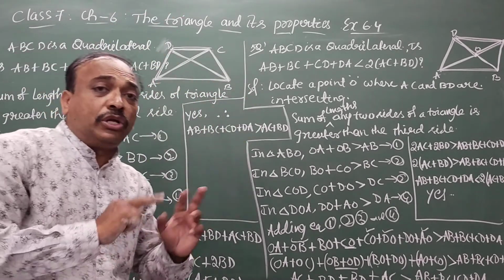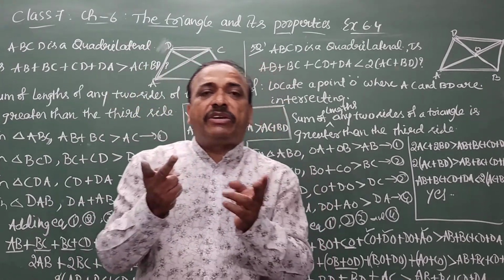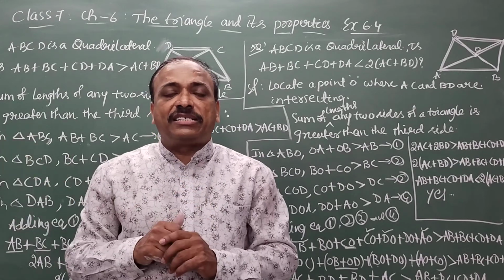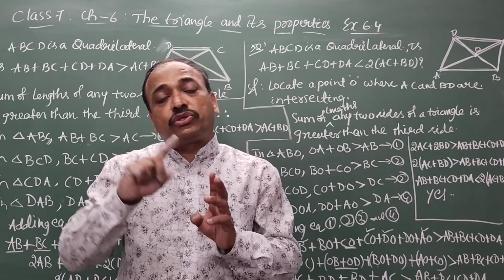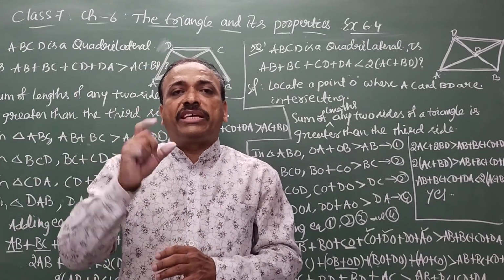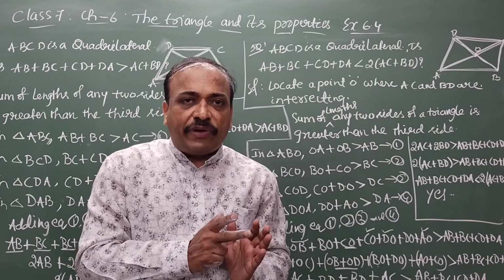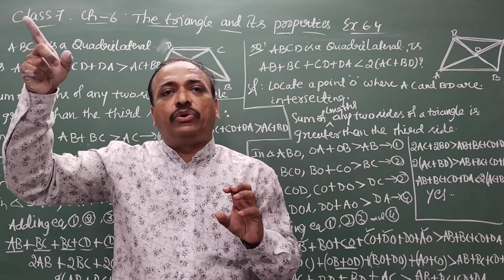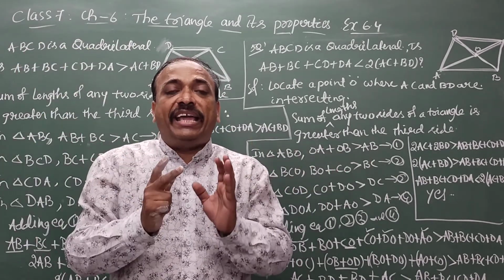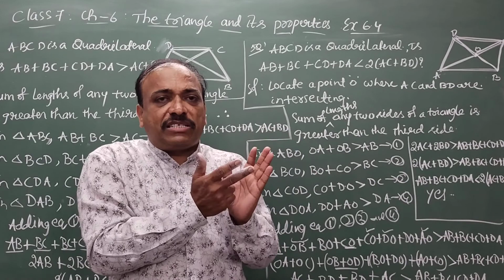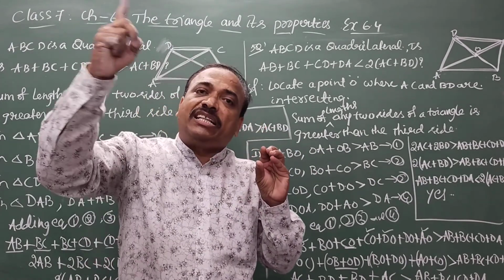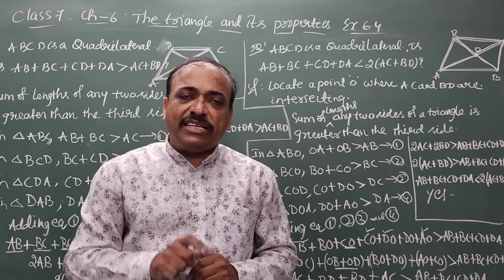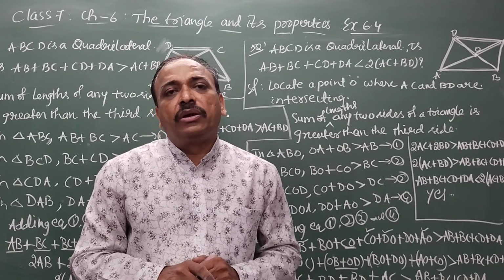So for the third side, you have to observe both: the difference between the two sides must be smaller than the third side, and the sum of these two should be greater than the third side. So you see what value you get by taking the difference, and what value you get by taking the sum. The difference must be smaller than the third side, and the sum should be greater than the third side. So with these two conditions, you can find out question number 6.